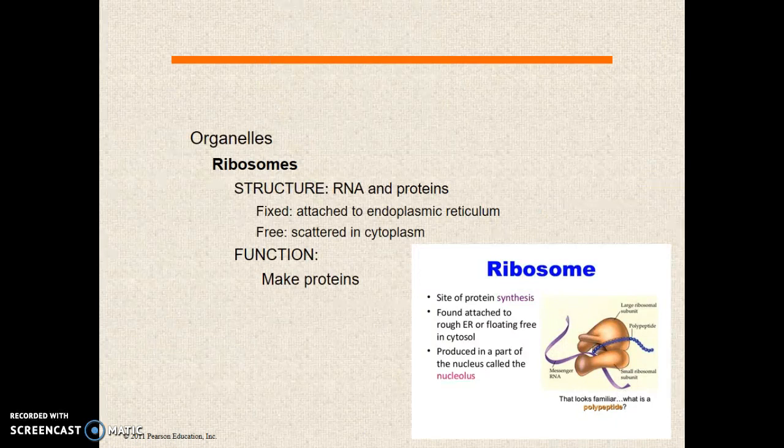Ribosomes are made in the nucleus inside the nucleolus. A ribosome is made of RNA, ribosomal RNA or rRNA, and proteins. You're going to find ribosomes attached to the ER. In this case, the ER is called rough ER, or rough endoplasmic reticulum, and you might find the ribosomes free in the cytoplasm. If the ribosomes are attached to the ER, it's making proteins for export from the cell. If they're free in the cytoplasm, it's making proteins to be used in the cell.